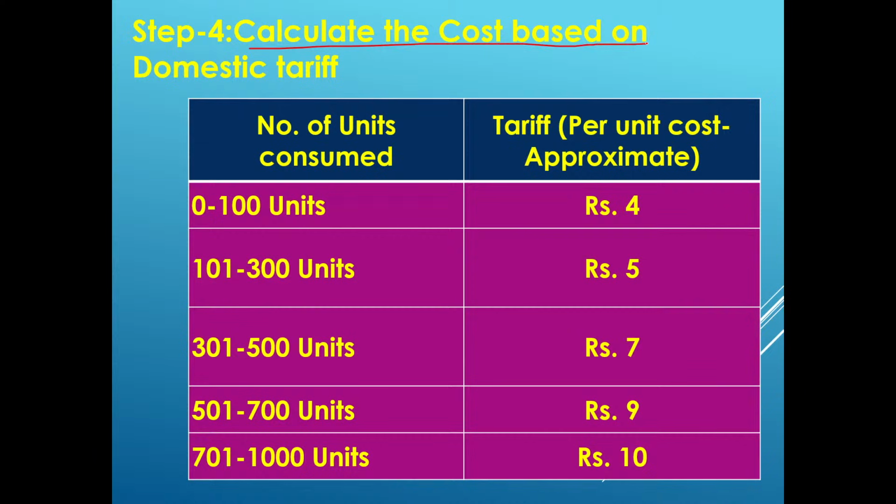Now let us calculate the cost based on the domestic tariff. Here I have written some approximate values. If the energy consumed lies between 0 to 100 units, let us assume the cost is 4. If it lies between 100 to 300, the cost is 5. Between 300 to 500, the cost is 7. These are approximate values, not exact. Between 500 to 700 units, the cost is 9, and between 700 to 1000, the cost is around 10.